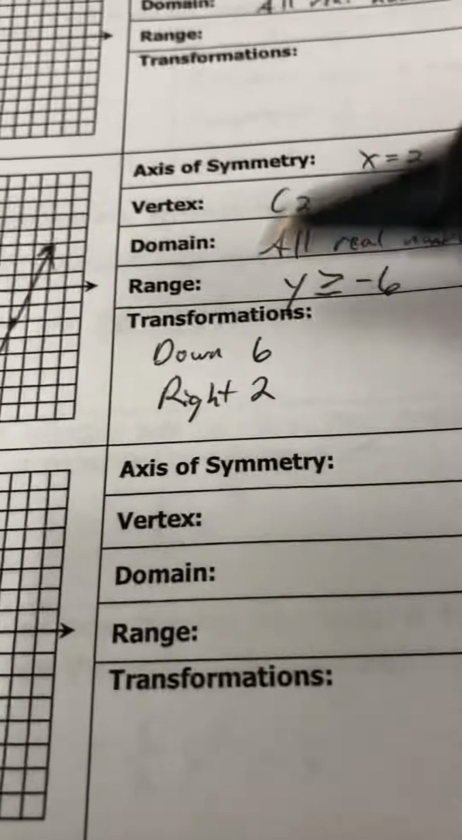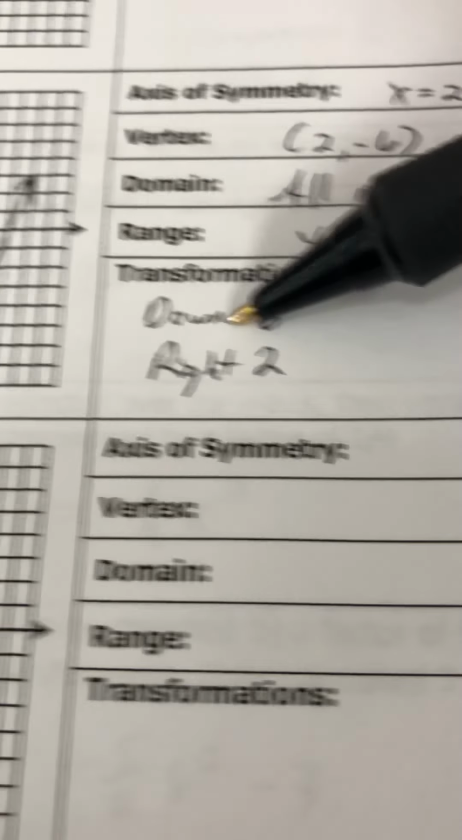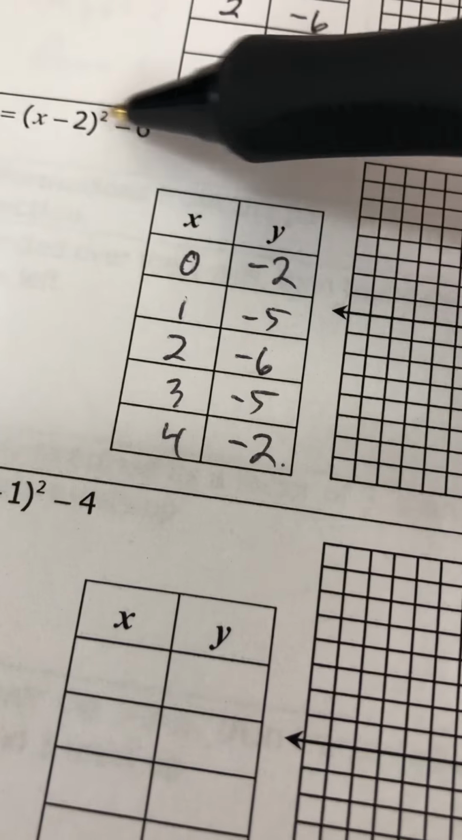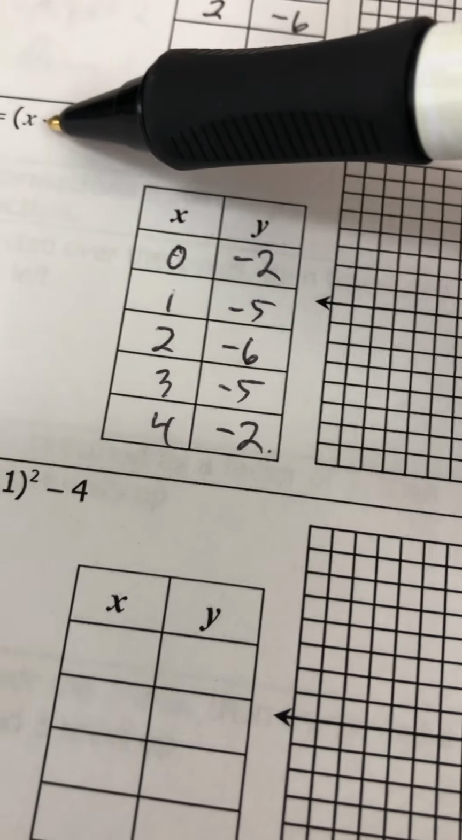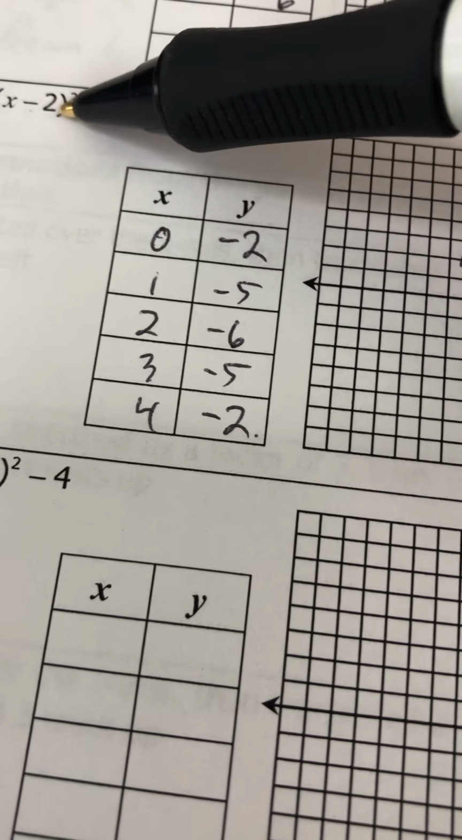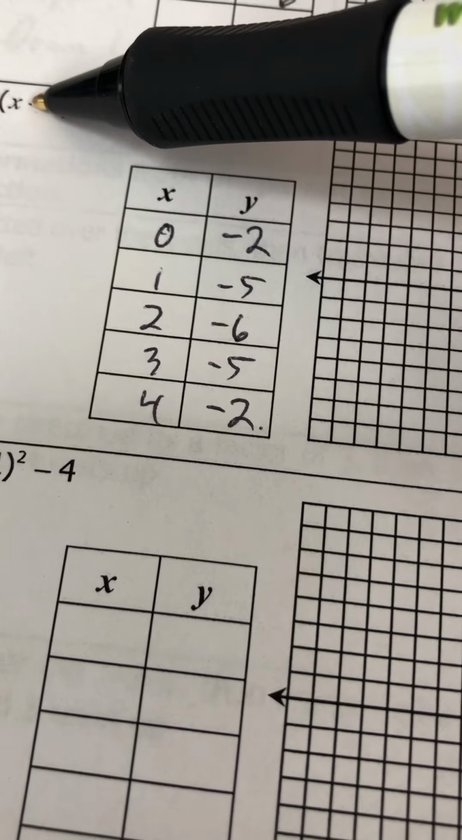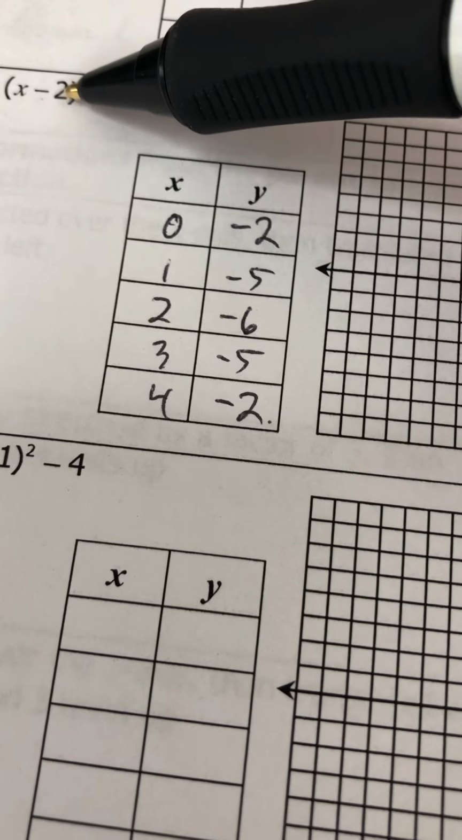Now, I didn't talk about the transformations. Let me start with this one that I'm on right now. This is going to be down 6, right 2. The up and down is after the squared, so it's down 6, -6. And then if it's a minus h value, that's going to be moving to the right. If it's plus, if it's addition, that's going to be to the left.